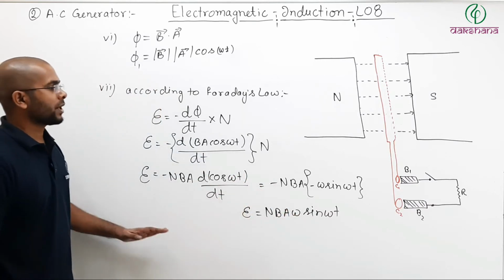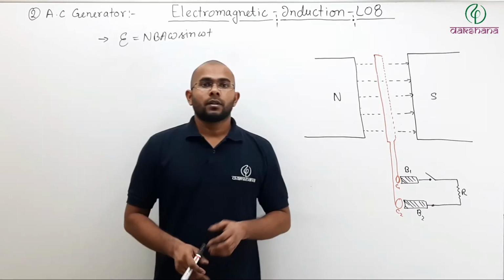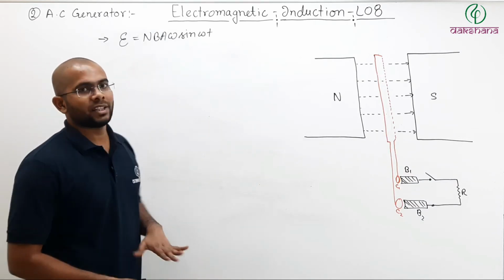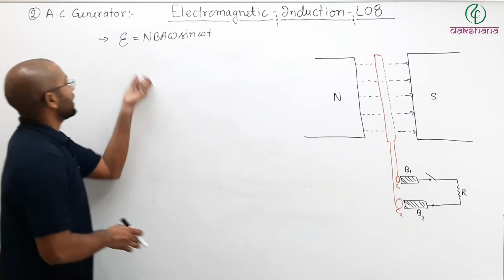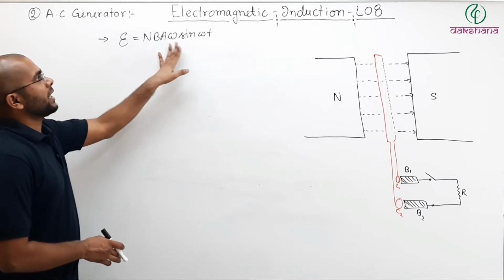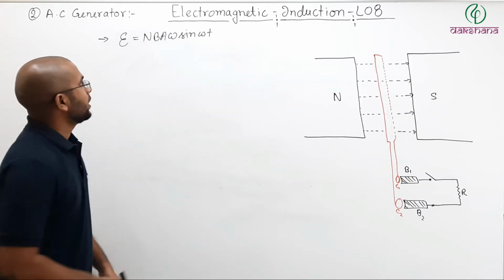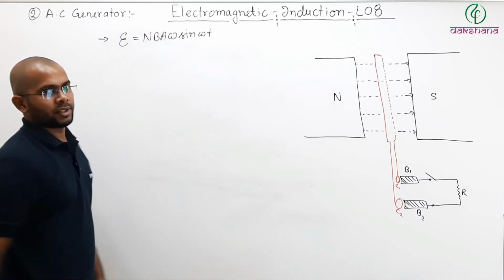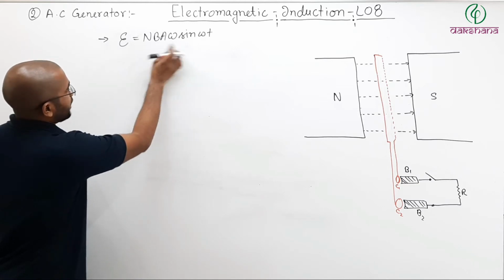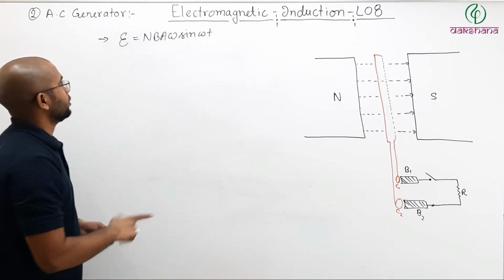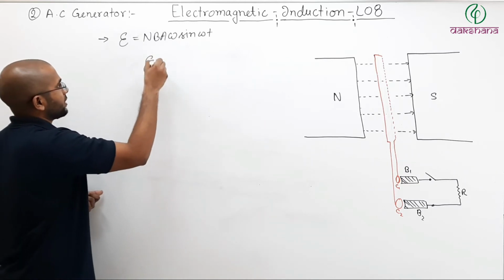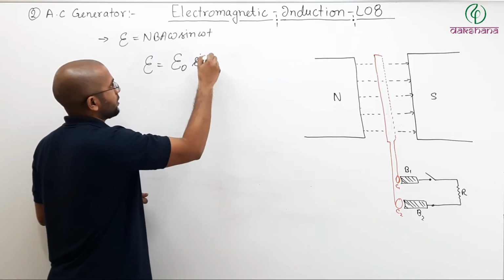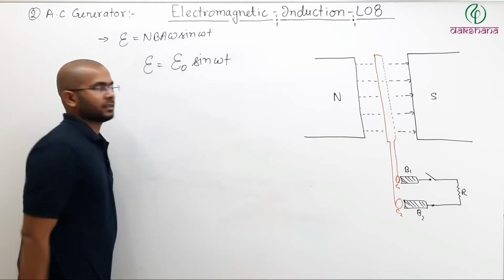Pause the video, note it down, then we will discuss it further. So here we have derived that the EMF produced in an AC generator may be written as EMF equals NBA omega sine omega t. Now N is a constant, B is a constant, area is a constant, omega is a constant. So this entire value can be written as one constant, so you can write EMF equals E naught sine omega t.